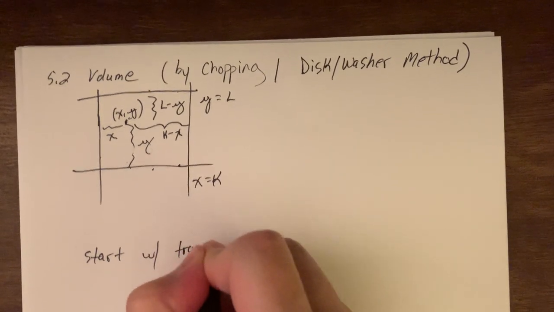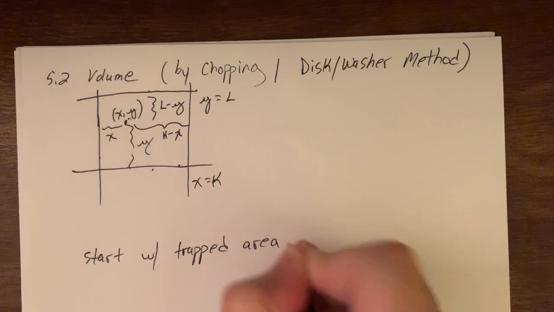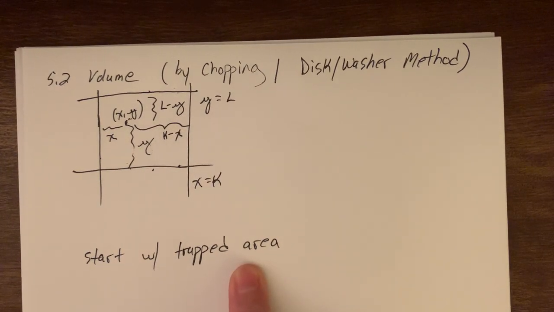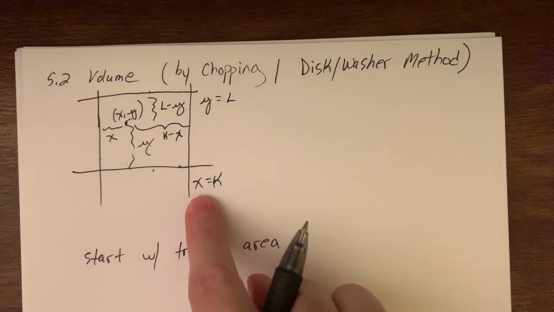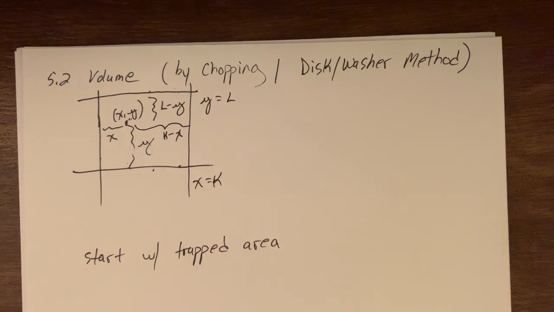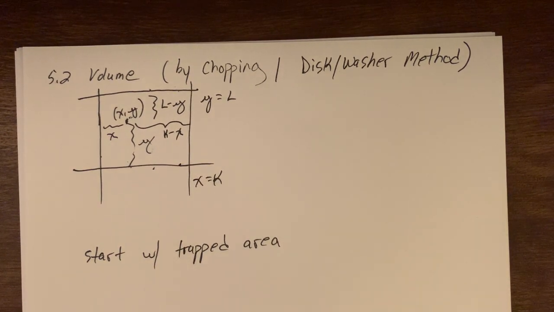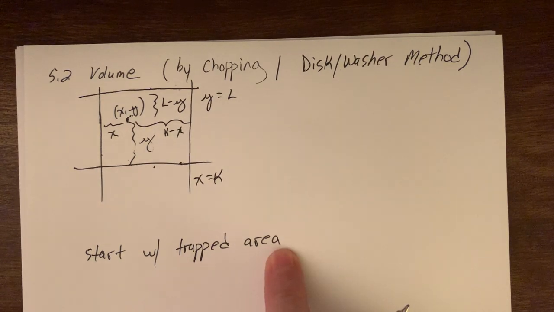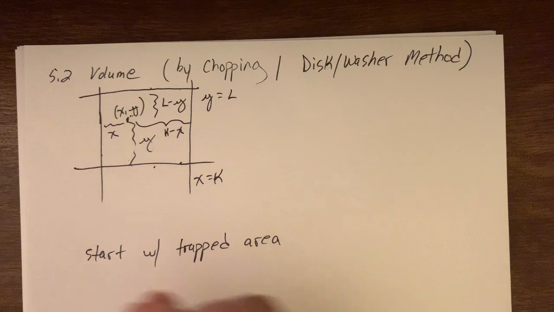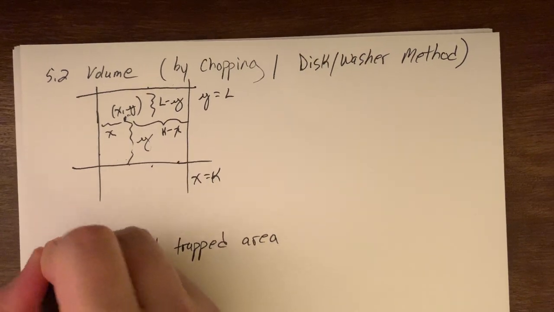with some trapped area. Sometimes that area will be nicely trapped by like the x and y axis and some curve. Sometimes it'll be multiple curves along with some horizontal and vertical lines. But in some way, we are going to either just be given a picture with a trapped area, or we'll be given curves, and we have to start by getting that trapped area. And then once we do that, we will then take that trapped region. So this is step one.